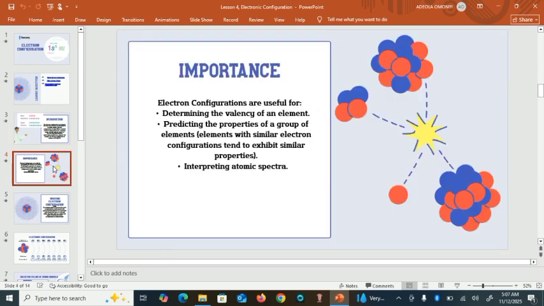Right? The importance of electronic configuration. It is used to determine the valency of an element, that is, the combining power of an element. It is used to predict the properties of a group of elements, to know the group trend. The electron configuration shows the group trend and the elements that have similar properties with that element, and it is good for interpreting atomic spectra.